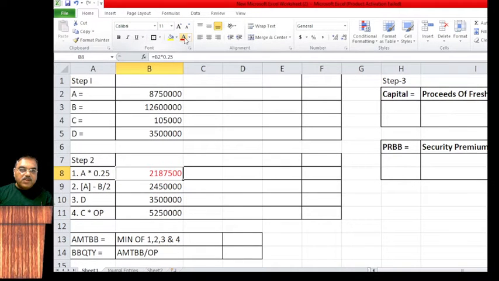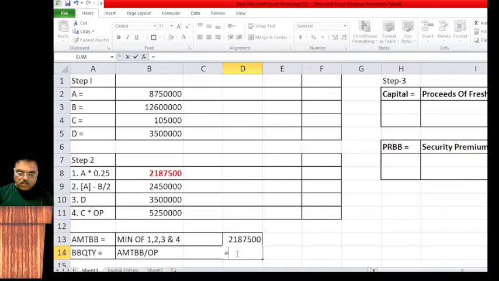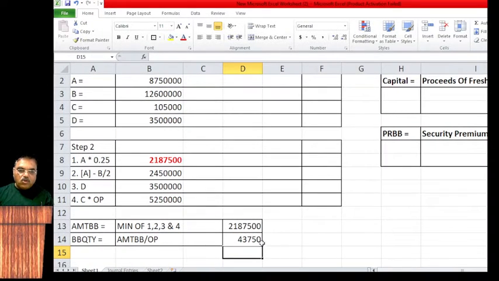I will mark it in red. This is the minimum amount, which is nothing but 21,87,500. Now, how much quantity? BBQT means buyback quantity. So buyback quantity is nothing but that AMTBB divided by the offer price. The offer price is 50 rupees. So the quantity of buyback is 43,750. What does it mean?